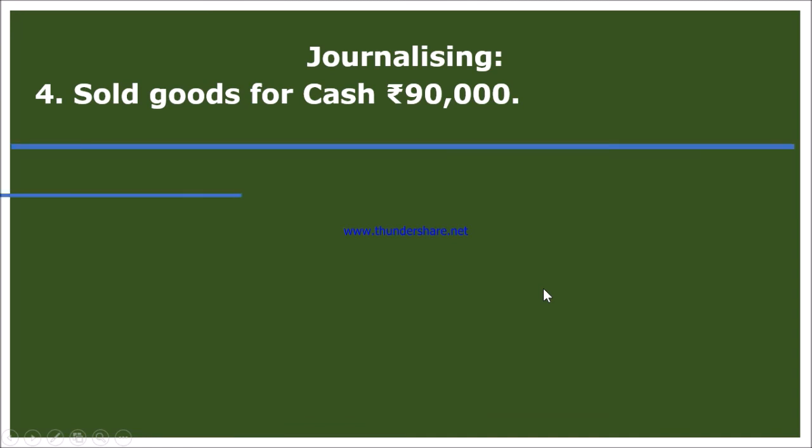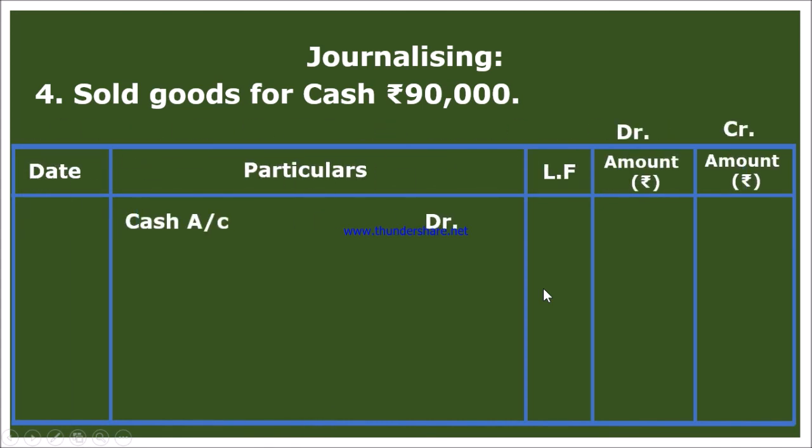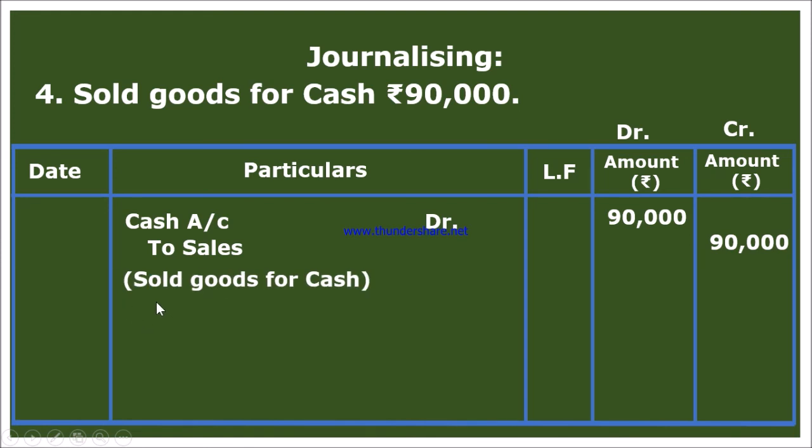How to write it in the journal entry? Quickly you make the format, with particulars, ledger folio, amount. So cash account debit, as you had done there, cash account debit to sales account, and the amount is 90,000 each. And the narration is sold goods for cash. By mistake I forgot to write account here, but you should write it. Alright, sales account 90,000 each.